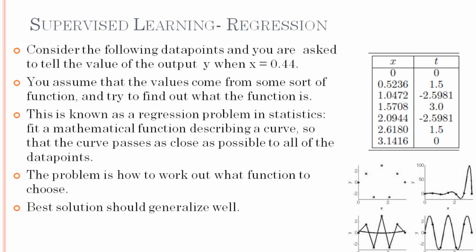Now, how does this happen? It happens because machine learning algorithms can interpolate between data points. This is difficult in higher dimensional spaces.